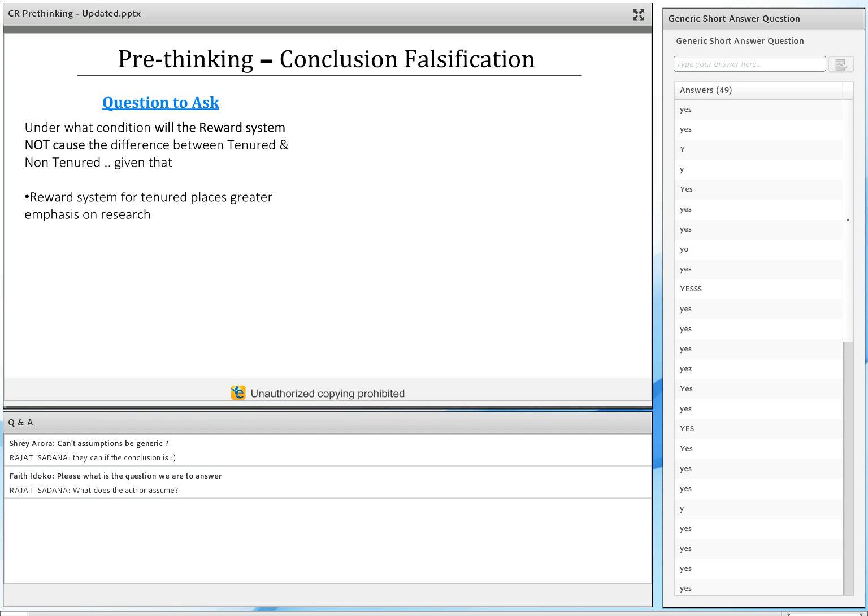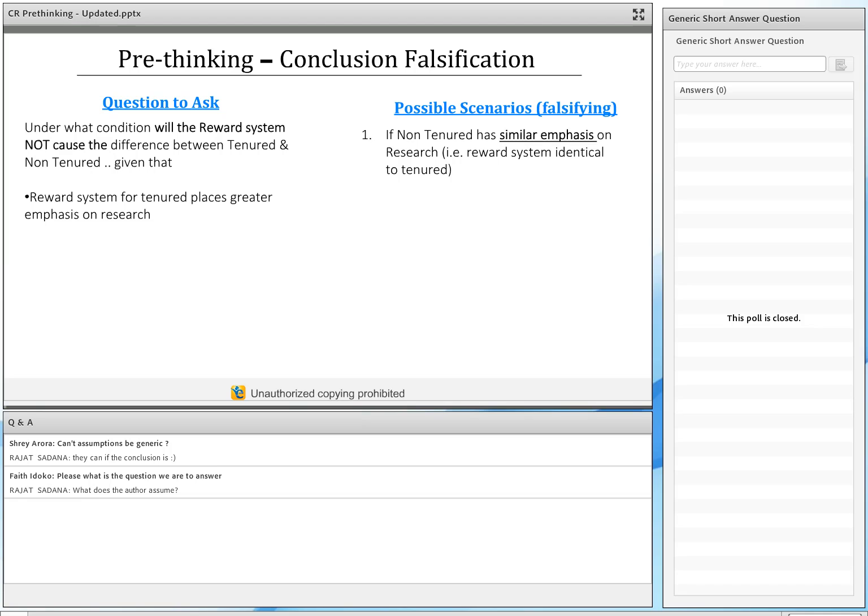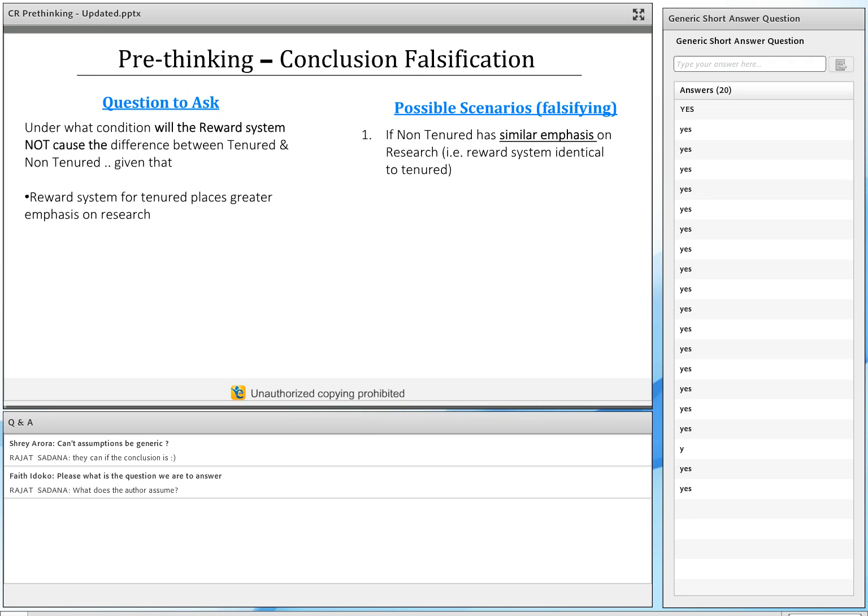Here's a pre-thinking question. Under what circumstances will the reward system not cause a difference between tenured and non-tenured, given that the reward system for professors places greater emphasis on research? What are some of the possible scenarios? If non-tenured faculty has an identical reward system, then we can't blame the reward system for the difference in performance. Do you agree? If non-tenured has an identical reward system, you can't blame the reward system. It has to be something else.